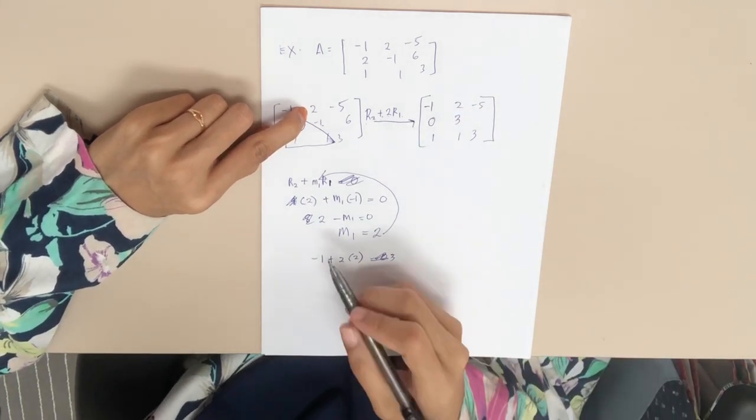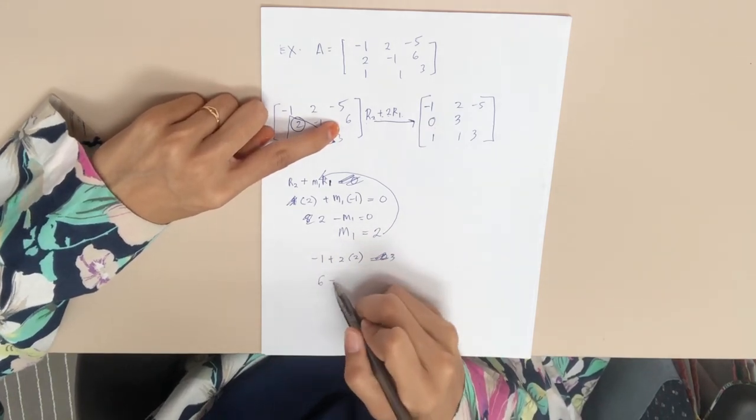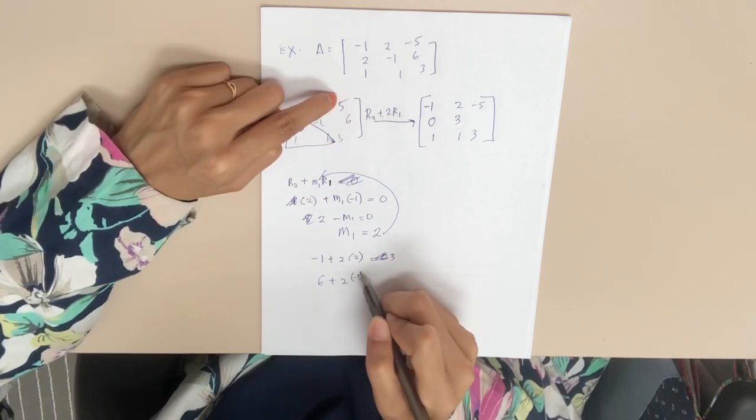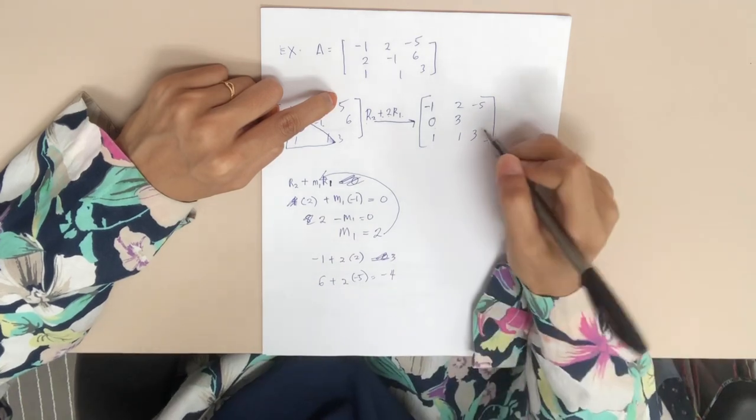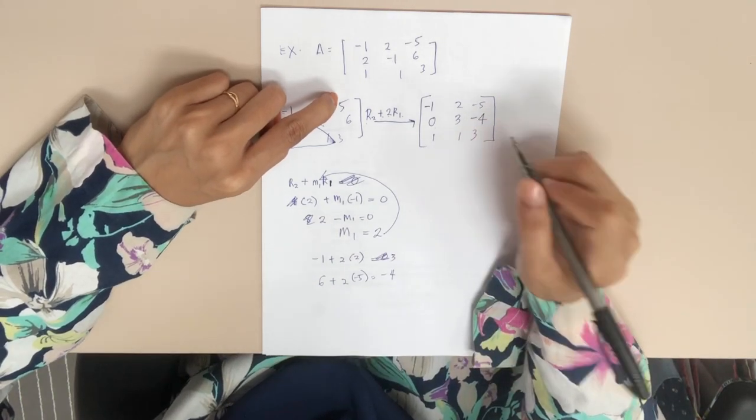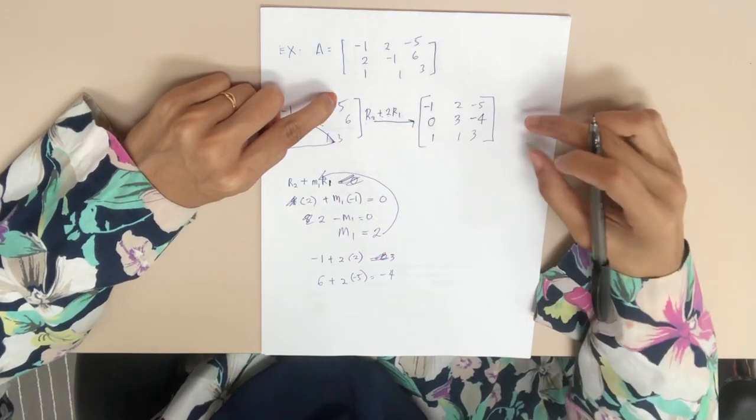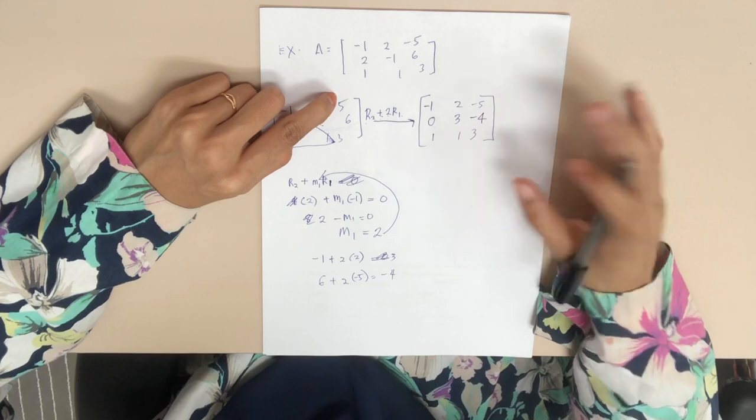Okay, so then you proceed with the third value here. It's 6 plus 2 times R1. So 6 minus 10, you get negative 4. So the new value here is negative 4. So then you complete the first stage. Okay, this is your new matrices. But you didn't finish yet.